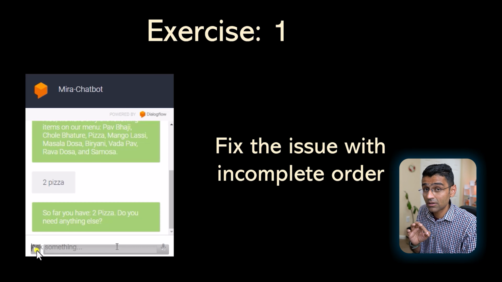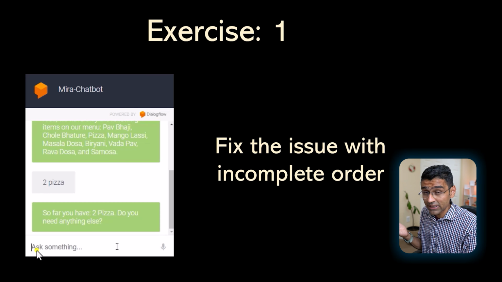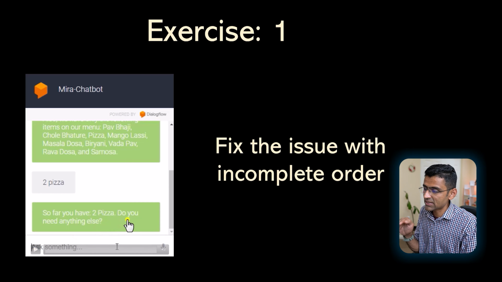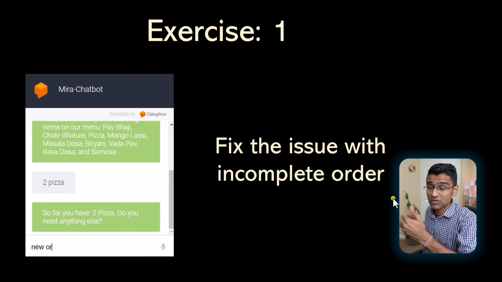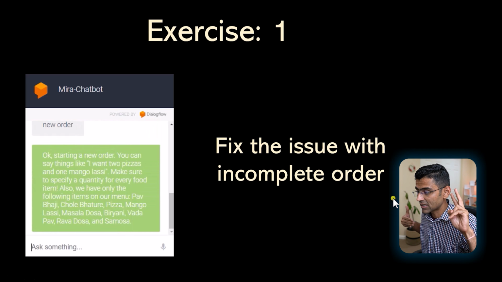But someone, let's say by mistake, without completing the order, says new order. You see? At this point, the bot is asking you, do you need anything else? You should say, no, please complete the order. But you are not saying that. You are saying new order. And you have started a new order, whereas the previous order of 2 pizza is incomplete.